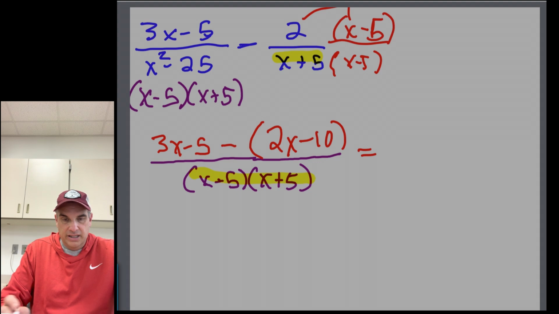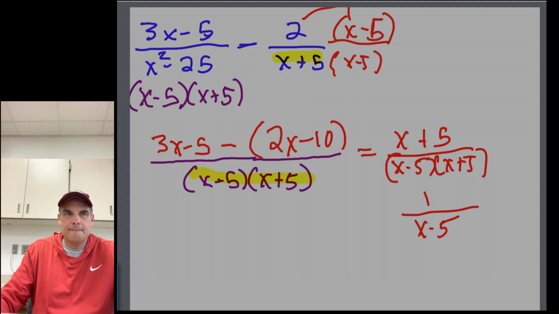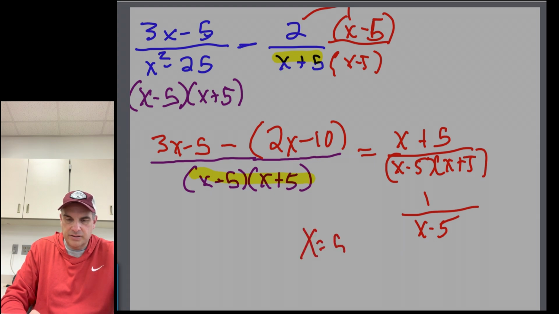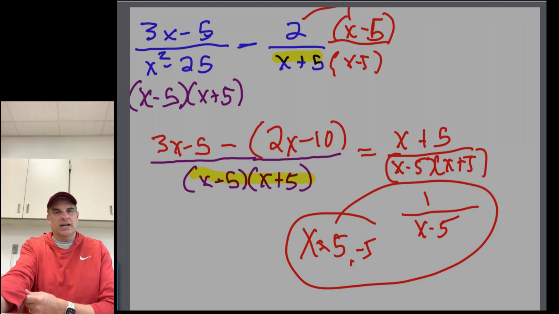So now we can combine like terms. So we've got 3x minus 2x, which is just x. Negative 5 minus negative 10, which is just 5. All over x minus 5, x plus 5. The x plus 5s divide out, so we're just left with x over x minus 5. Again, our excluded values, x can't be 5 or negative 5. So there's your solution. So there's adding and subtracting polynomials.